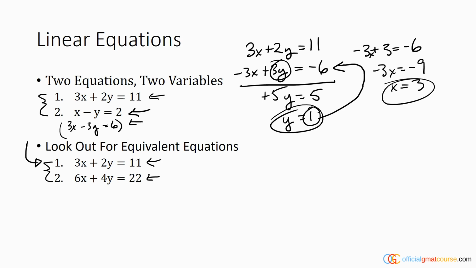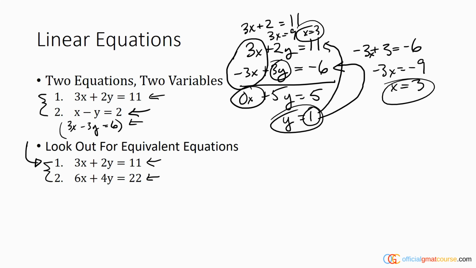And we could have gotten the same thing by plugging it in up here. We would have gotten 3x plus 2 equals 11. That tells us 3x equals 9. And then again, x equals 3. Okay, that is using the elimination method. We eliminated the x variable by getting 0x here when we added together positive 3x and -3x.